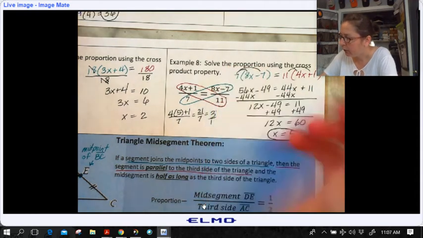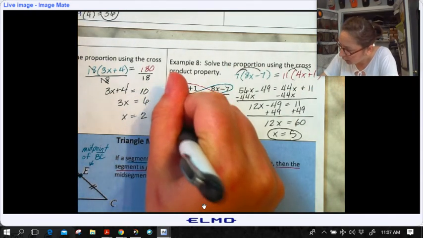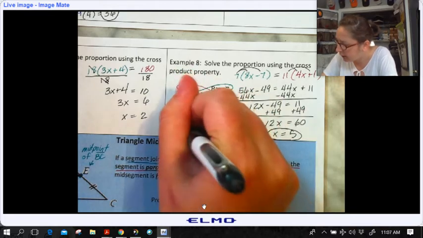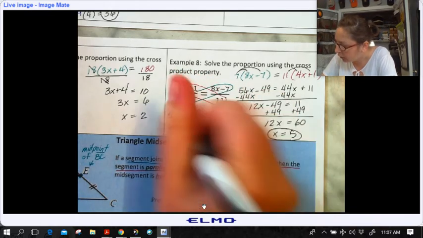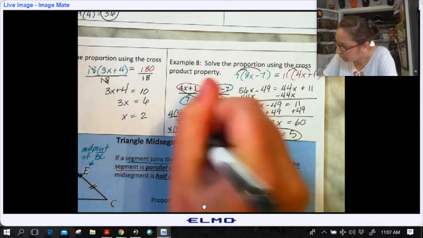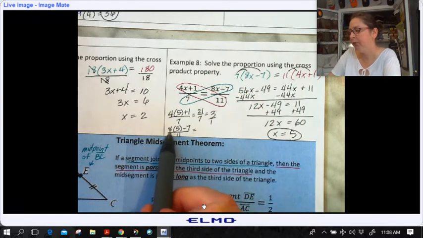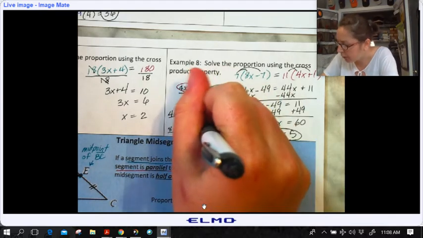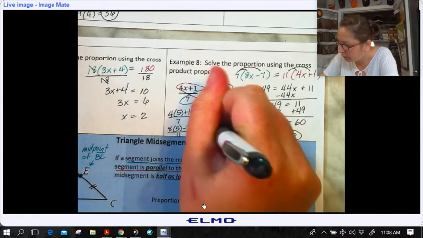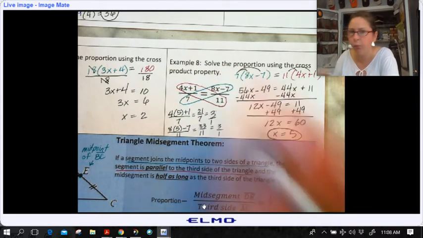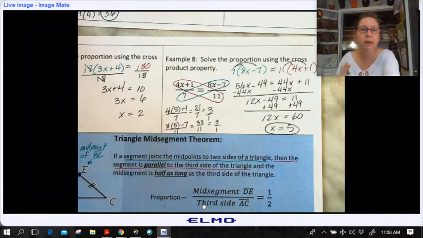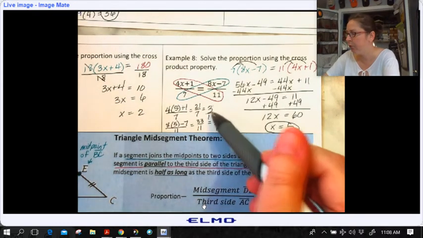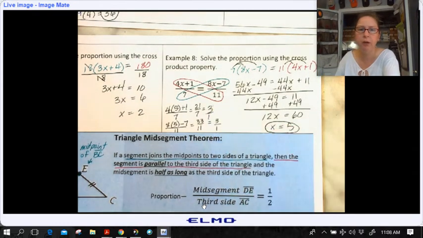8 times 5 minus 7 over 11. That equals, let's see, 40 minus 7 is 33 over 11, which is the same as 3 over 1. So they are indeed equal to one another. Okay, they both reduce to 3 over 1 is our ratio.